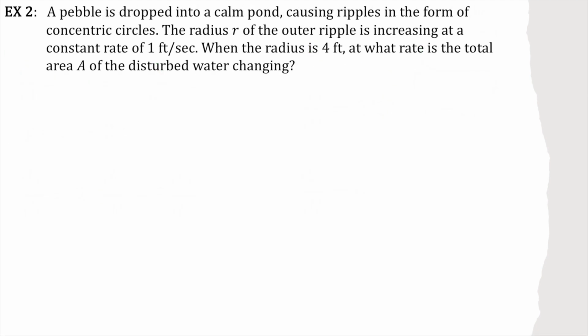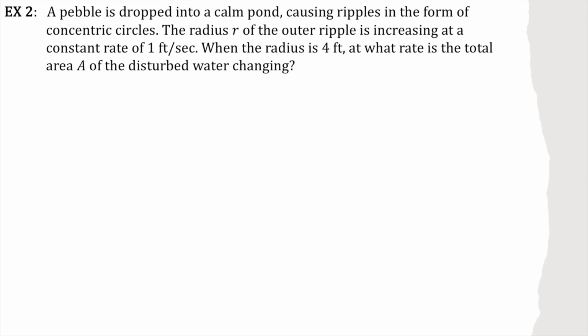Example 2. A pebble is dropped into a calm pond, causing ripples in the form of concentric circles. The radius r of the outer ripple is increasing at a constant rate of 1 foot per second. When the radius is 4 feet, at what rate is the total area, A, of the disturbed water changing? Okay, so we just read it.